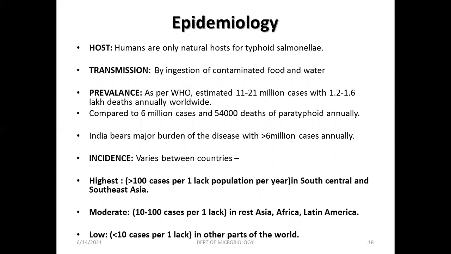The incidence can vary between countries, and depending upon that, it has been ranged as highest, moderate, and low. Highest has more than 100 cases per lakh population per year. This can be seen in South Central and Southeast Asia. Moderate has 10 to 100 cases per lakh population. This can be seen in the rest of Asia, Africa, and Latin America. Low is less than 10 cases per lakh population, seen in the rest of the world.